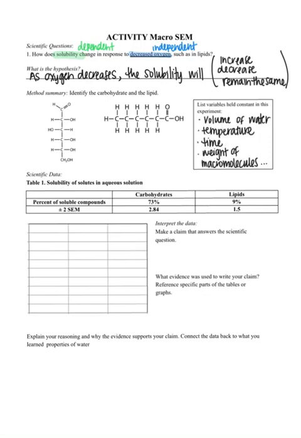Now, one of the things that this method summary is talking about is identifying the carbohydrate and the lipid. Based on what we know about carbohydrates and lipids, we know that they're both made of carbons, hydrogens, and oxygens. Another thing we know is that carbohydrates are typically found in this 1 to 2 to 1 ratio. So what I'm going to do in order to tell the difference between the two based on these diagrams is count the number of carbons, hydrogens, and oxygens in both, starting with carbons.